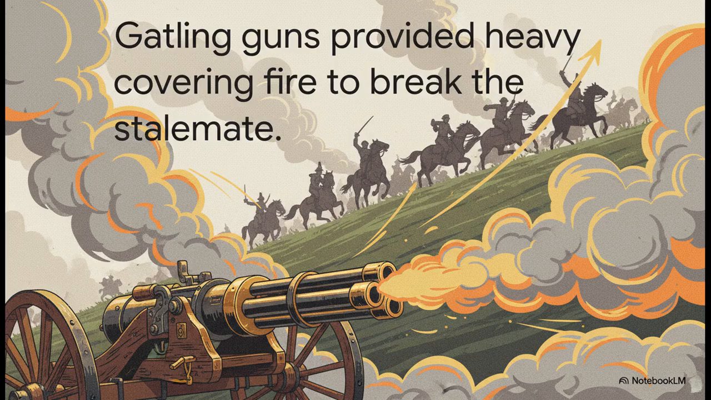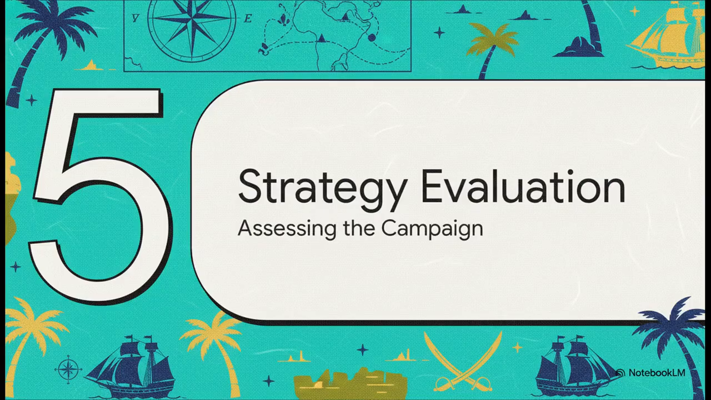And that brief window of suppression was exactly what was needed. That covering fire was the literal game changer that allowed Theodore Roosevelt's Rough Riders and the elite African-American Buffalo Soldiers to make their historic, unstoppable charge right up those slopes. Section 5. Evaluating U.S. Strategy Effectiveness. Let's assess how this all actually played out.